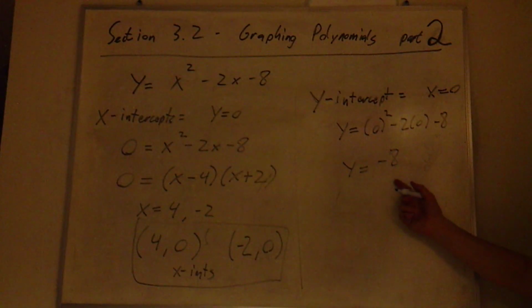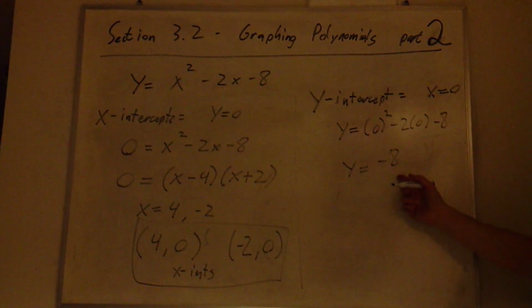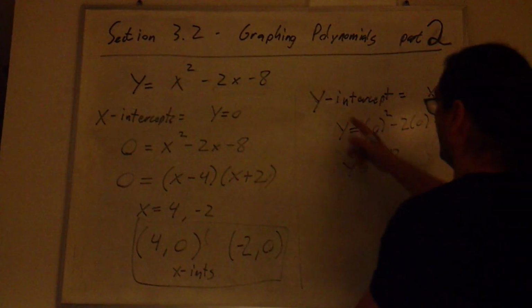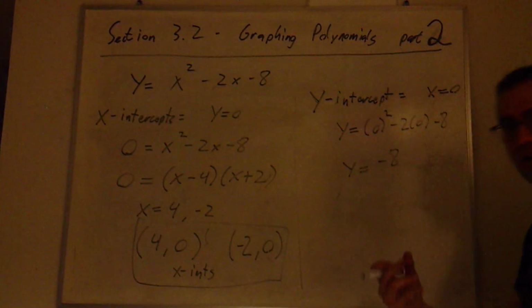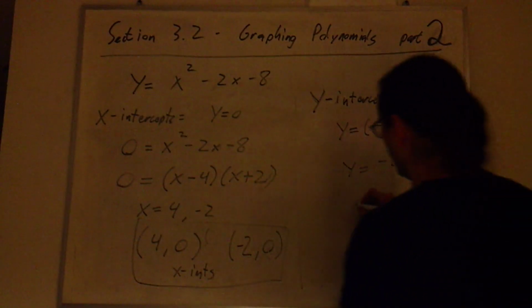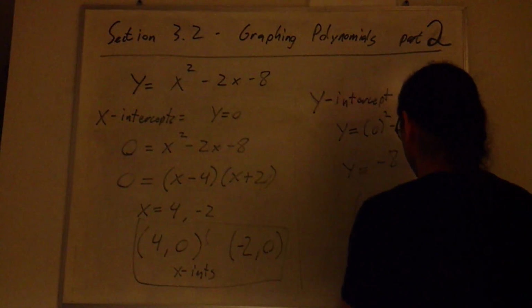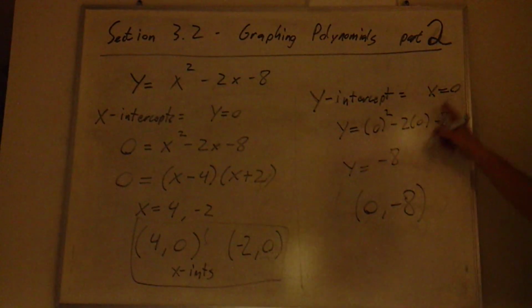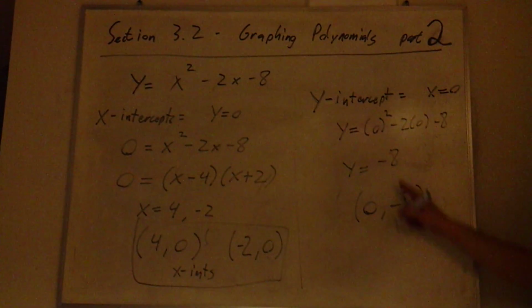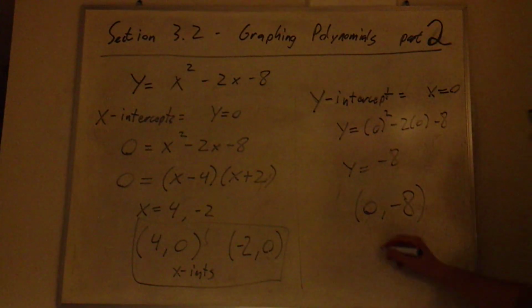Once again, ideally, this should not be a number. This should be a point. A y-intercept is a position on the coordinate grid, so we should express that as a point. Our y-intercept is 0, negative 8. It started with us setting x equal to 0, and negative 8 is the output. This is my y-int.